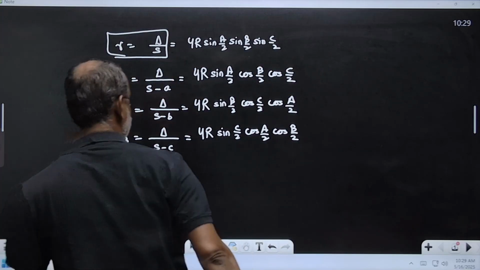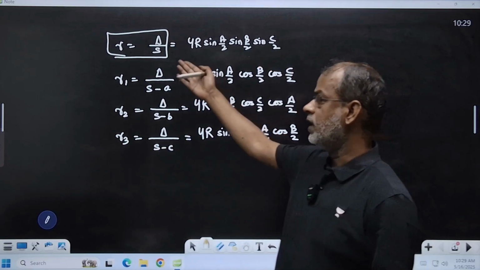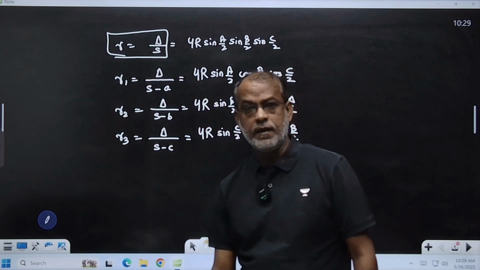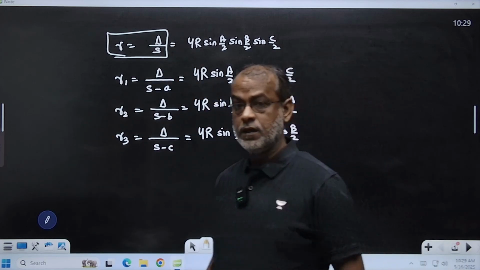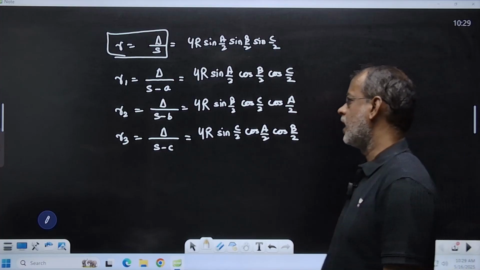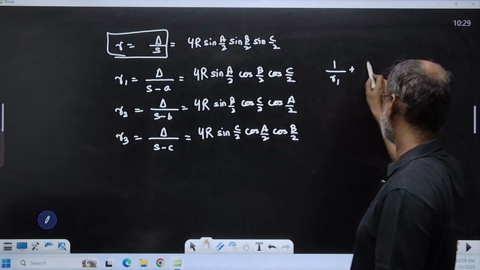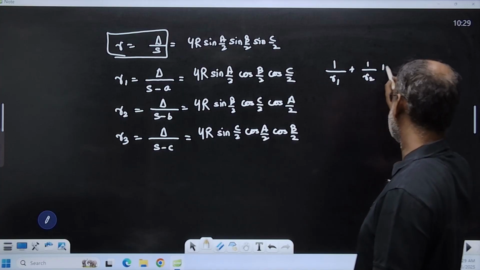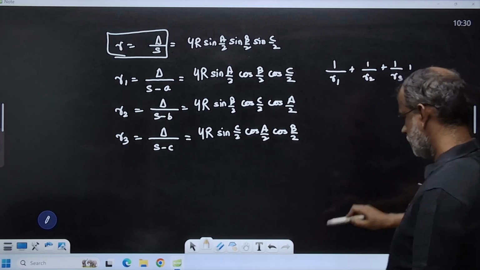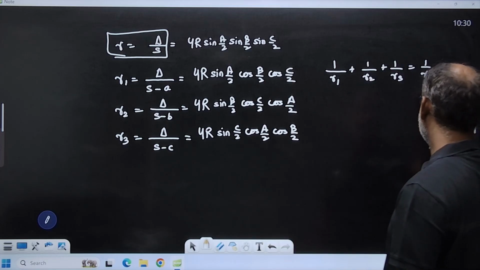Delta by S is a universal formula, that is, for any polygon having an inradius, the inradius is delta by S. Fine. Now, some relations between r1, r2, r3 and r. One relation that is very useful is that 1 by r1 plus 1 by r2 plus 1 by r3 is equal to 1 by r.